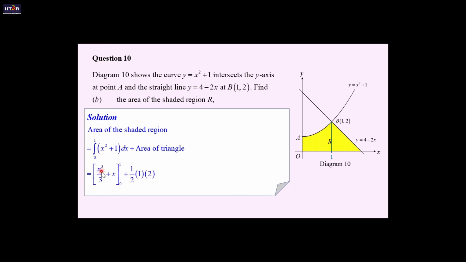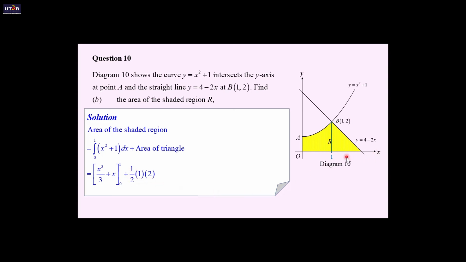By integrating it, you will obtain x cubed over 3 plus x. Later, we need to evaluate the integral where the lower limit and upper limit are 0 and 1 respectively. Whereas for the area of the triangle, we have half multiply the base multiply the height.